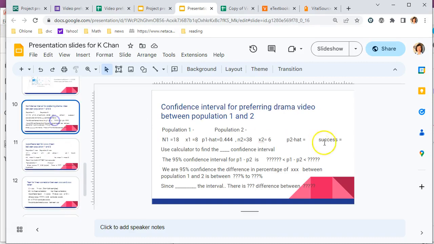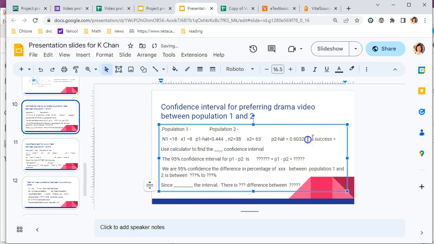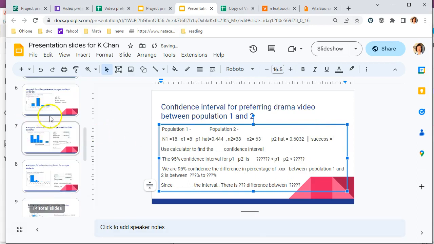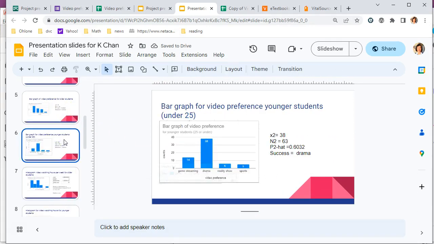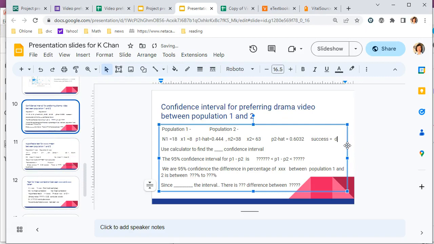So after this, the first thing we want to do is use those 2 sets of samples to create a confidence interval for the difference in percentage that prefer dramas for the 2 populations. So I recorded the summary here. N1 is 18, X1 is 8, P1 hat is 0.444, 38, and then 63. P2 hat is 0.6032, I think, or is it 23 or 32? Scroll back to see. 32. And then success is, in both cases, a drama.